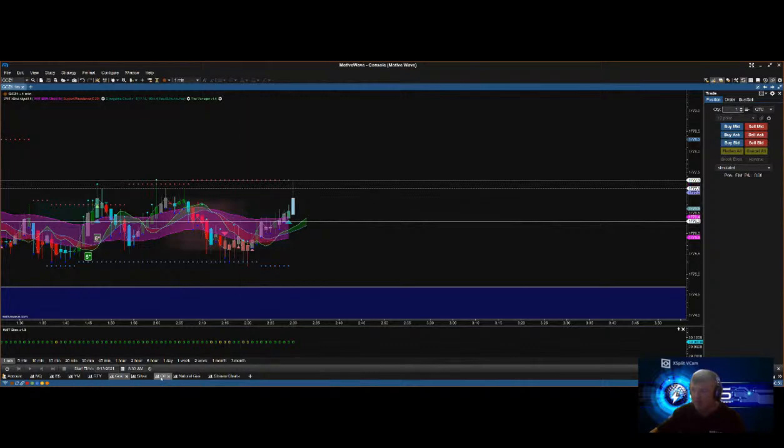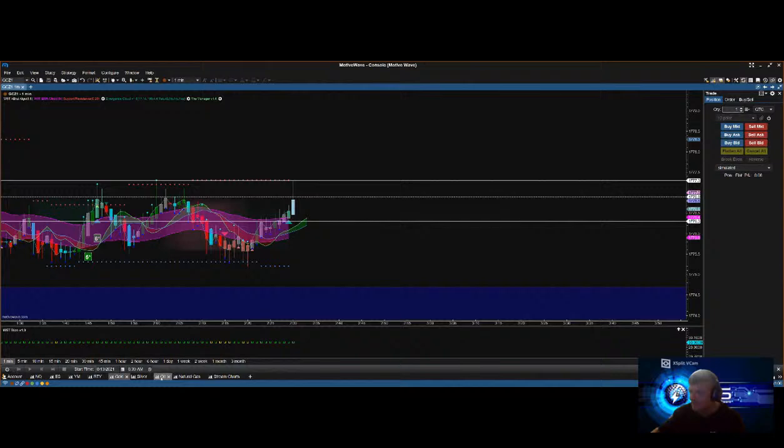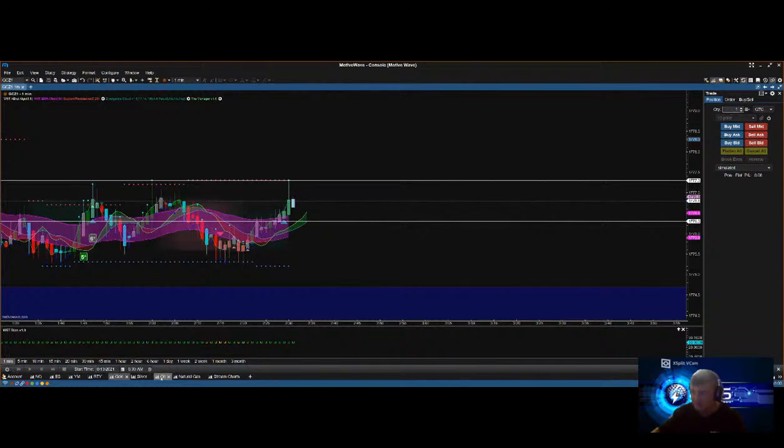Does anybody watch The Walking Dead? Or did they watch The Walking Dead? All right, so this is a second test of this area right here. Definitely looking good for a push and break. Definitely.